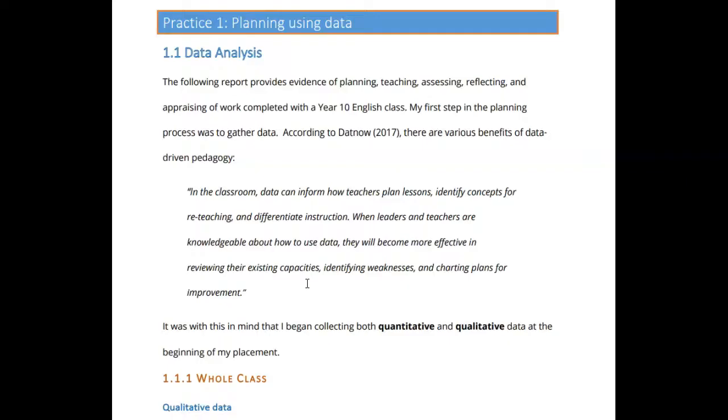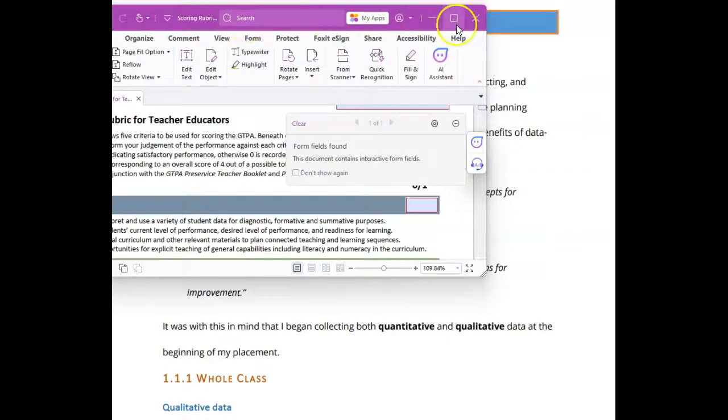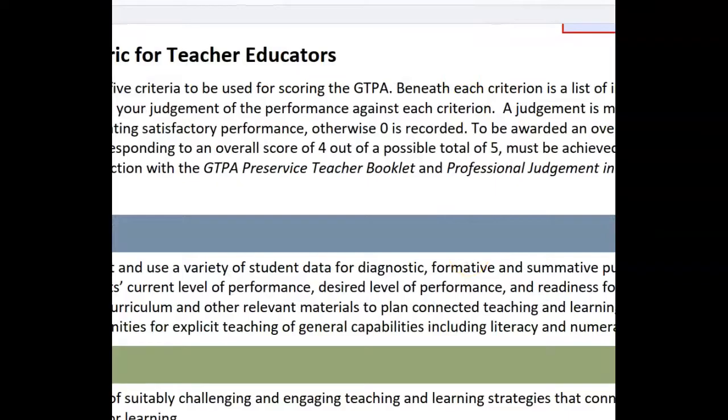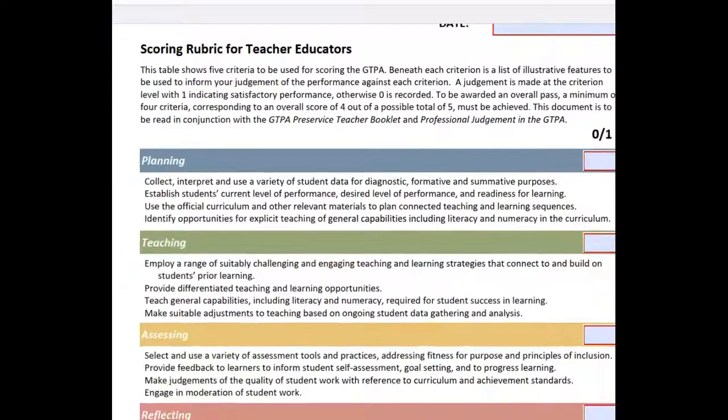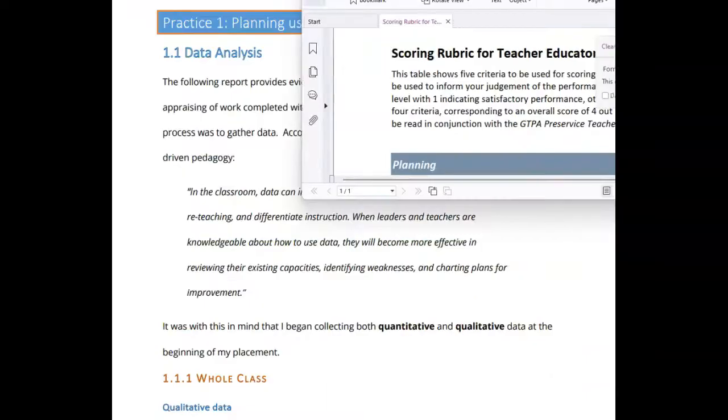Now in this we are looking for these things, so let's have a look and go through and say what are we looking for in terms of criteria in the scoring rubric. Collect and interpret a variety and a range of data for these purposes. Establishes the student's current level of performance. Use the official curriculum and identify opportunities, not necessarily of teaching them, but opportunities for general capabilities, including literacy and numeracy. So we've got to see whether that is going to be met by what is in the task.